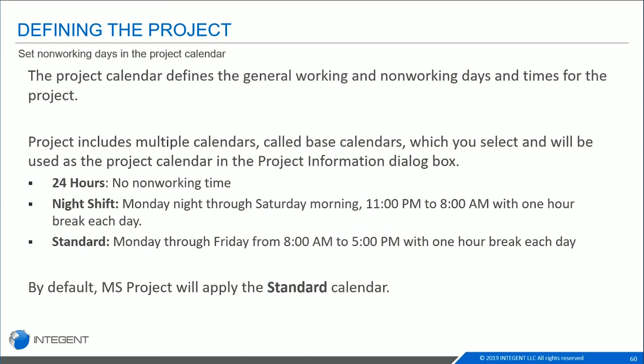You have your 24 hours calendar. There's no non-working time. You can work around the clock. There are some instances where that calendar may be used, such as if you're using machinery. You have a night shift calendar, and then you have the standard calendar, which is the default one for your project client. Also, for the calendar, you can define any holidays that you want. If you have any changes to your work week, it may not be 8 to 5, but maybe it's 8 to 4. And so you can update that just for one project at a time.